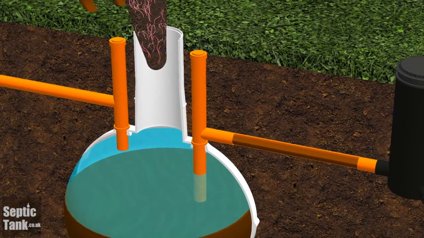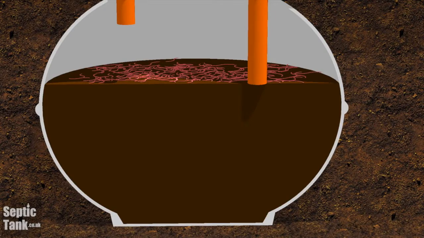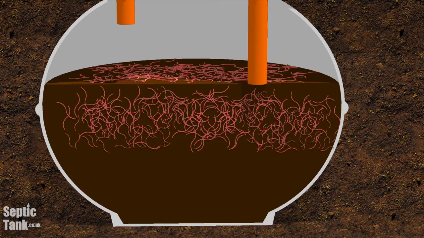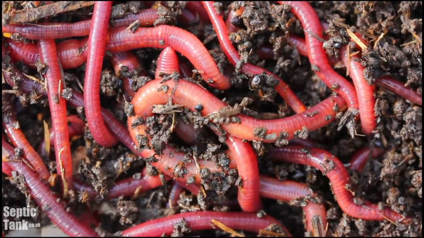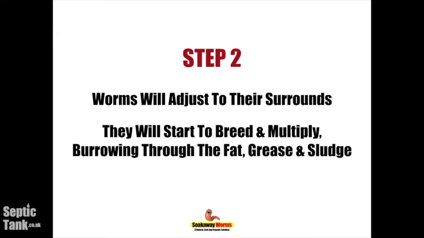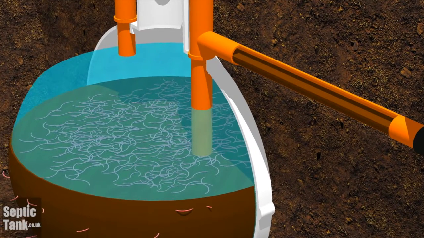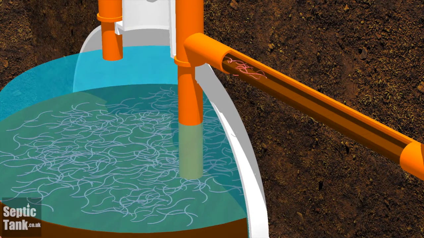The worms will sink to the bottom of the septic tank, and very quickly they'll adjust to their surroundings. Then they'll start burrowing and working their way into that sludge, that fat, that grease, and then once there, they'll start breeding and multiplying. From there, the worms will make their way up through the outlet pipe of the septic tank and start heading towards the pipes that lead towards the soakaway.